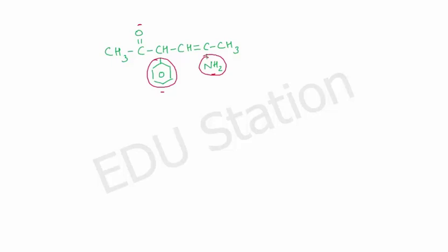Now keto is going to get the lowest number. That means we'll number it from left to right. So this will be 1, this will be 2, this will be 3, this will be 4, 5 and 6. So we write the word root as hex. There is a double bond between 4 and 5, so hex-4-en-2. For keto we write one. So the end of the name will be hex-4-en-2-one.